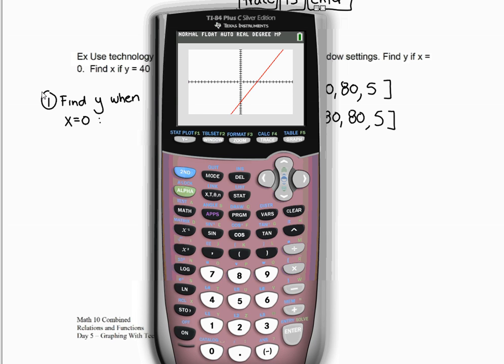What do I push? Trace. Well, there it is. Just landed there. 0, enter. Trace 0, enter. And it's negative 50. Did you get the same thing? Good. So trace 0, enter. And it gave me y equals negative 50.